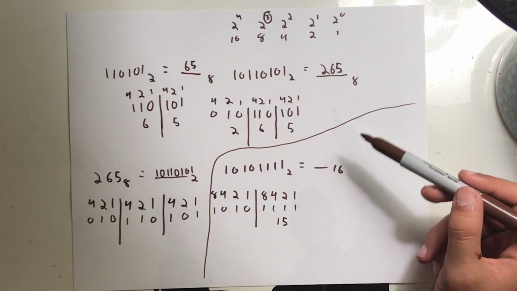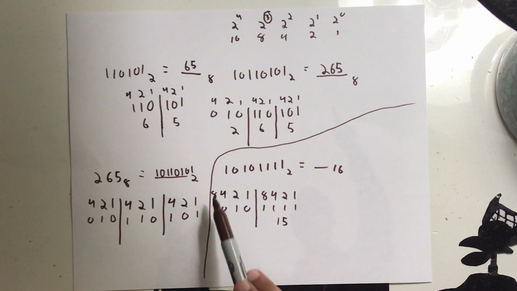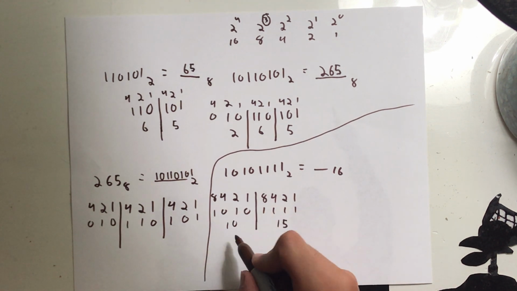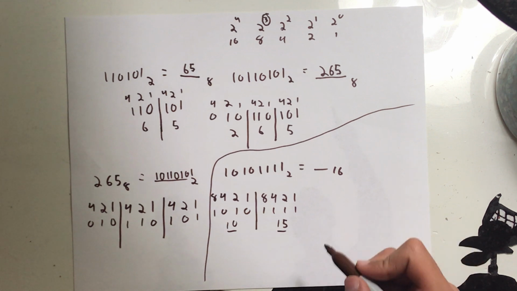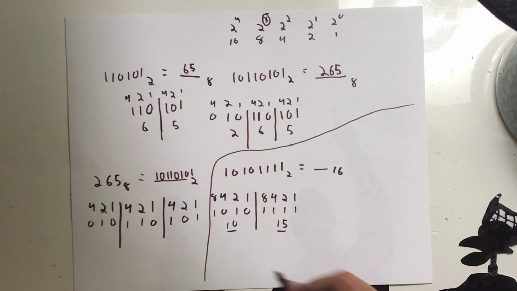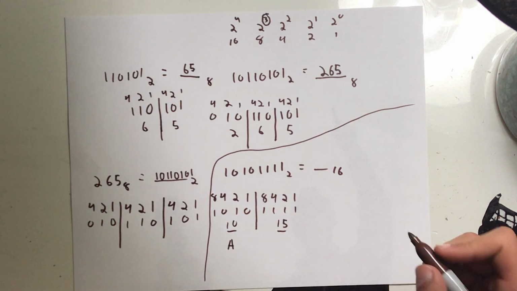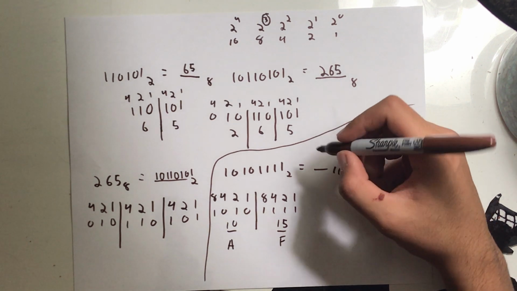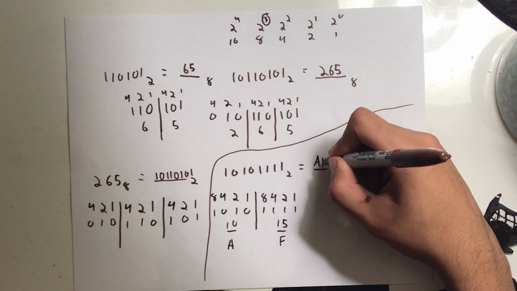If they aren't, well, then you just kind of add them. And in this case, we have 8 and 2. 8 plus 2 is 10. Remember, these are digits. So what's 10 in base 16? That's an A. And what's 15 in base 16? That's an F. So this is actually an A F.